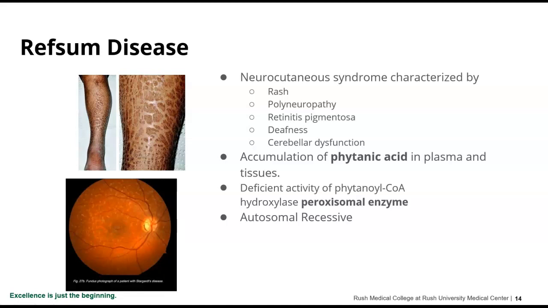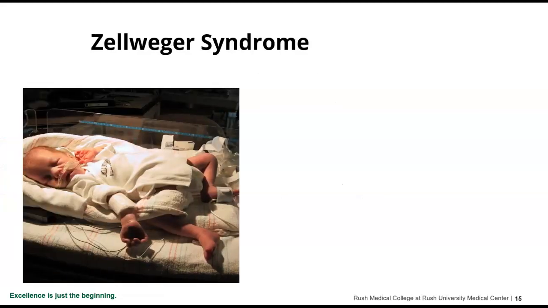Refsum disease is another peroxisomal disorder, a neurocutaneous syndrome characterized by rash, polyneuropathy, retinitis pigmentosa, deafness, and cerebral dysfunction. It results in the accumulation of phytanic acid in the plasma and tissues, and it's a deficiency of phytanoyl-CoA hydroxylase, which is a peroxisomal enzyme. It's inherited in an autosomal recessive manner. And then finally, Zellweger's. Of all the peroxisomal disorders, Zellweger's is the most severe.